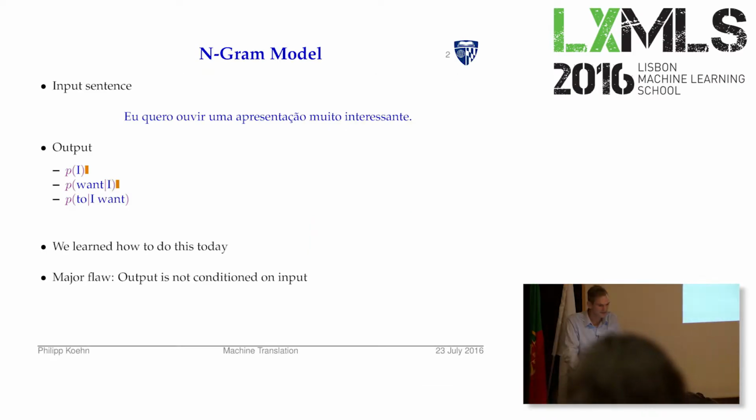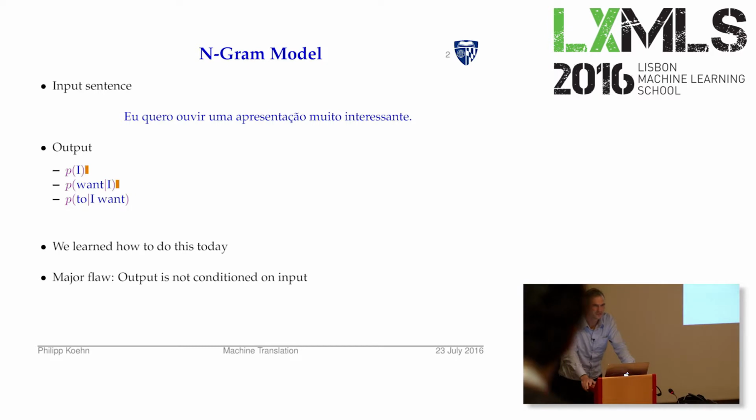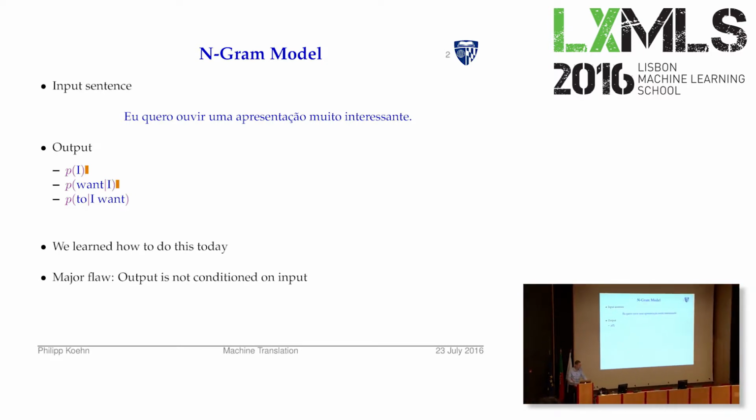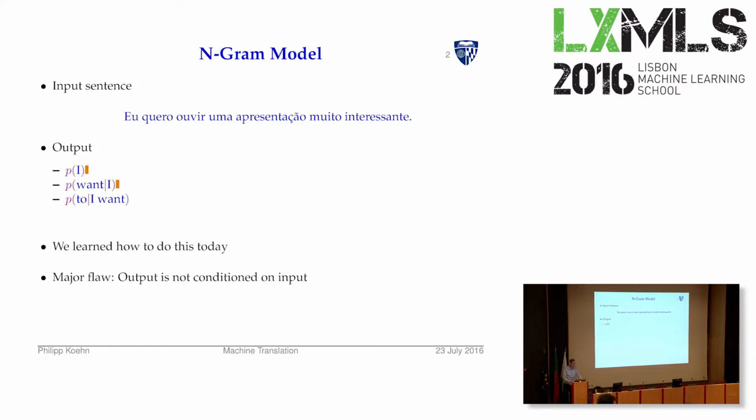So the first idea is, today there was enough talk about n-gram models, so we can basically just produce the output one word at a time and condition each word on the previous word. So we start with what's the probability that we're going to start the translation with "I", and then "want", conditioned on that we just produced the word "I", and then "to", conditioned on that I produced "I want" so far. So this now looks pretty solid.